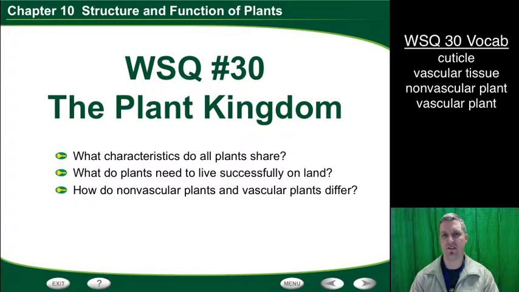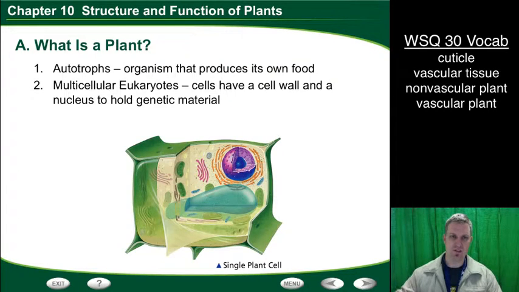Three quick objectives today for this WSQ. We want to figure out what characteristics all plants share, what makes plants plants, what plants need to live successfully on land, because they have some specific requirements, and how non-vascular plants and vascular plants differ. That's basically what we're going to hit as we address this content today. So let's jump right into it.